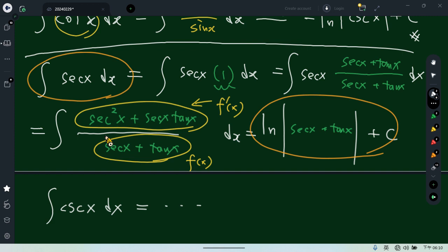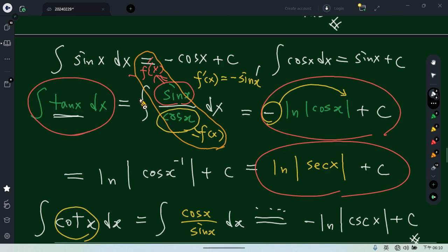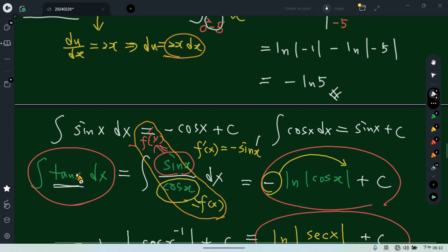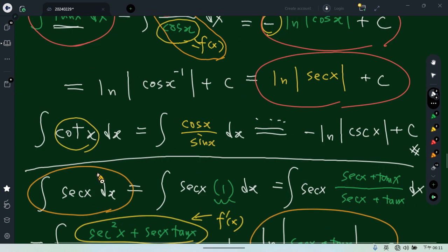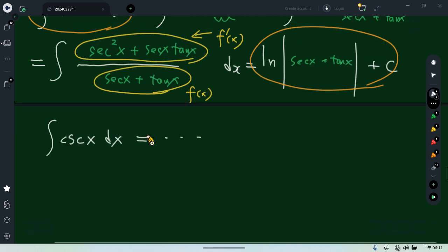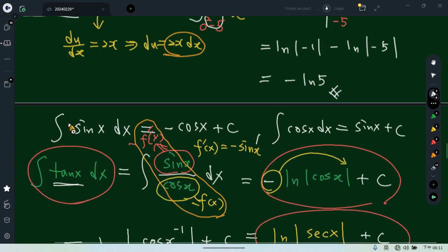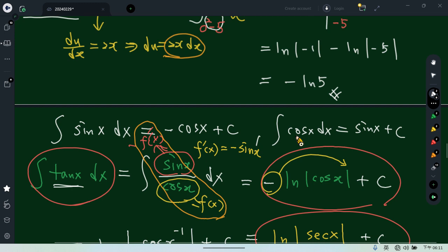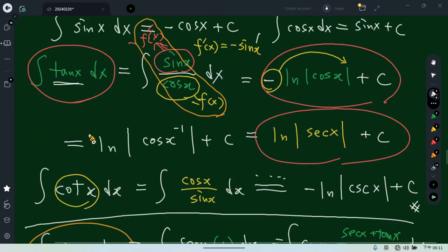Okay. So finally, you can see that in that semester we didn't know the integral of tangent x, the integral of cotangent x, the integral of secant x, the integral of cosecant x. We just know these two ones. We just know sine and cosine, but we didn't know the rest four ones.